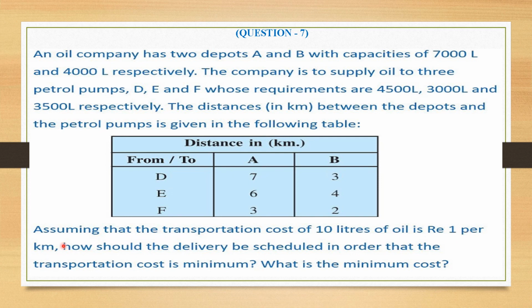This you will use at the last. Okay, so let us see how to solve it. And I think it is very clear. There are two depots again, A and B, and 3 petrol pumps D, E, F with their requirement and capacities.